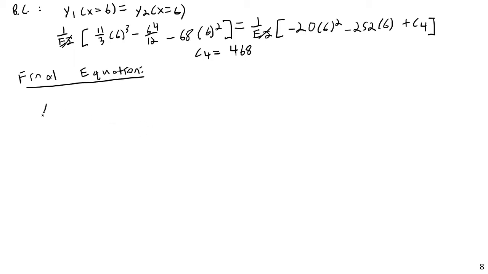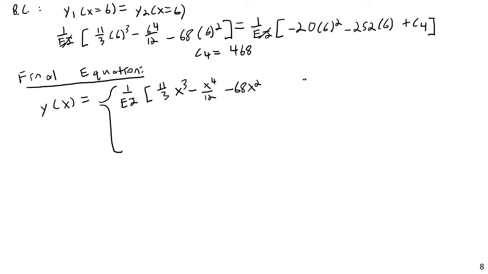And that is that y as a function of x is equal to the integral of 1 over EI. And I'll just give the final deflection equation, since we were really after that, so I'll just list and summarize this here. 1 over EI times 11/3 times x to the third, minus x to the fourth over 12, minus 68x squared when x is less than or equal to 6.